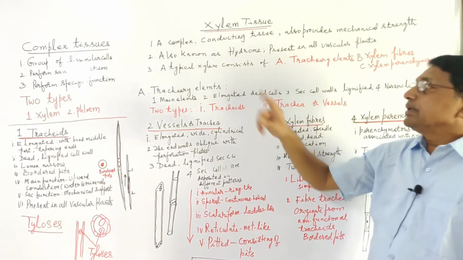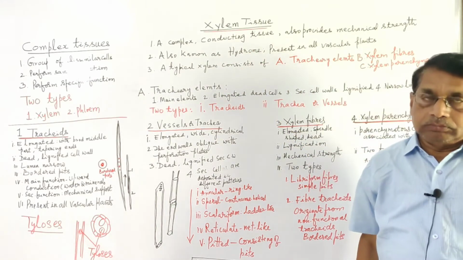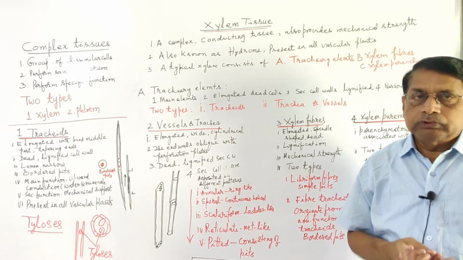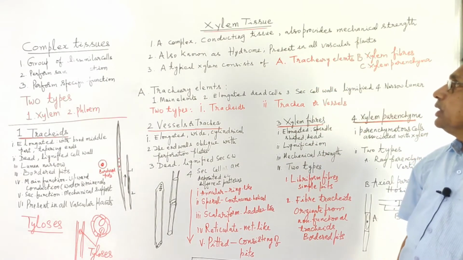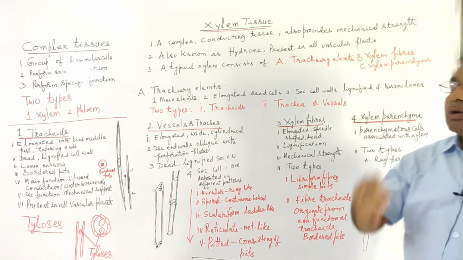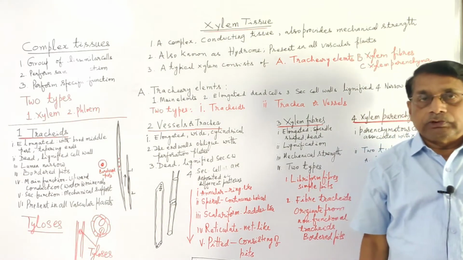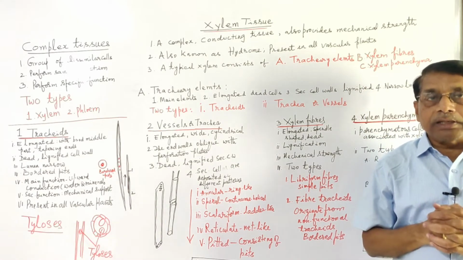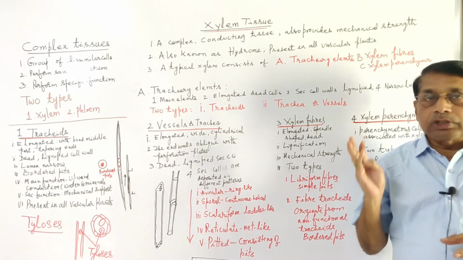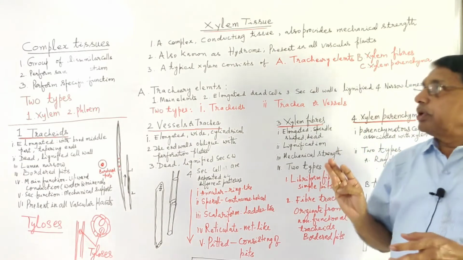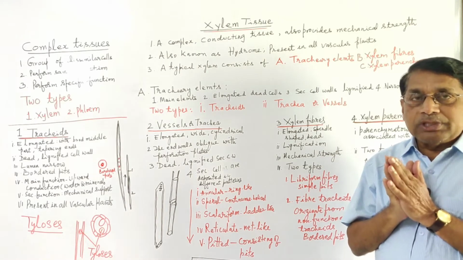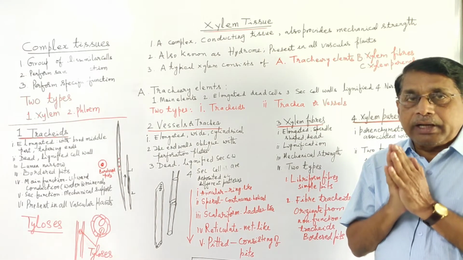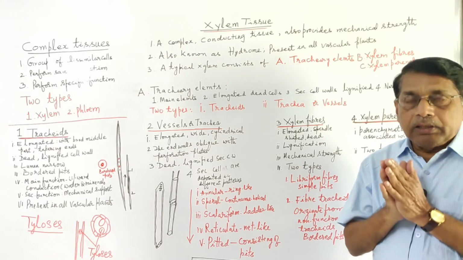Also known as hydroma. Hydro means water. Water conducting tissue. It is present in all vascular plants. What are the vascular plants in plant kingdom? Pteridophytes, gymnosperms, angiosperms. Xylem tissue is absent in bryophytes and algae.